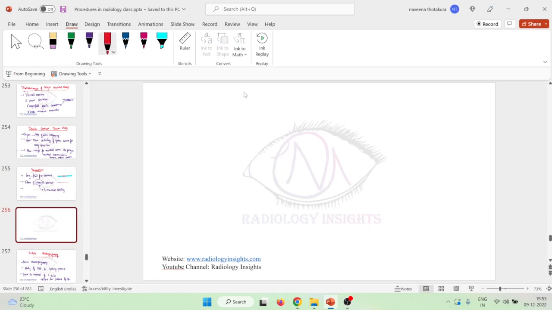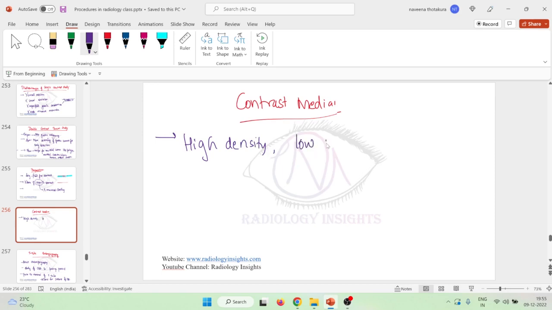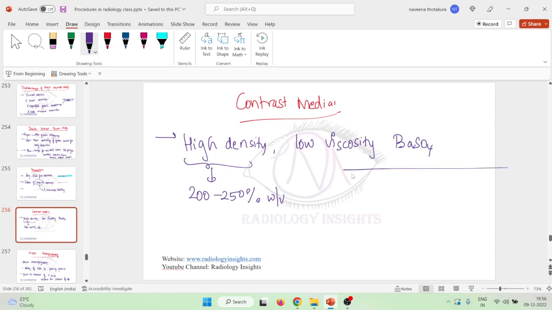Then, what is the contrast media used in double contrast barium study? First and foremost, we use high density and low viscosity barium sulfate. This high density barium is around 200 to 250% weight by volume. We should not use high viscosity barium sulfate.